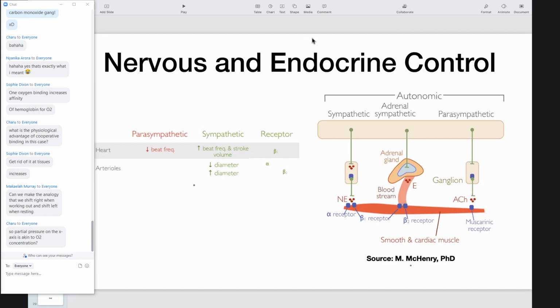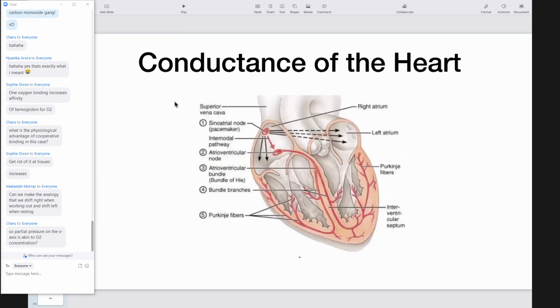Alrighty, and where exactly does this really work on? It works on the electrical conductance of the heart, the SA node. So the SA node is where we're going to deliver that acetylcholine or that norepinephrine to change the pace of the heartbeats. The SA node, the sinoatrial node at the very top here, is going to be that pacemaker. It's going to dictate whether our heart is beating really fast or really slow.